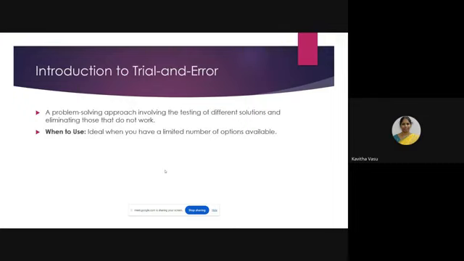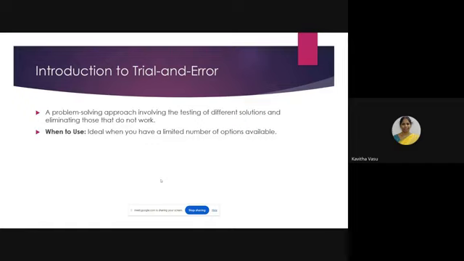Next is the introduction of trial and error. Briefly, we will discuss the strategies we have seen in our previous slides. Trial and error is introduced as a basic problem solving approach. The process of trial and error involves testing different solutions and discarding those that don't work.